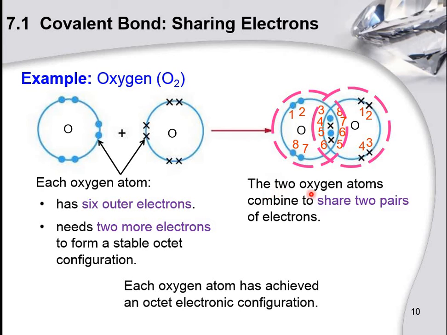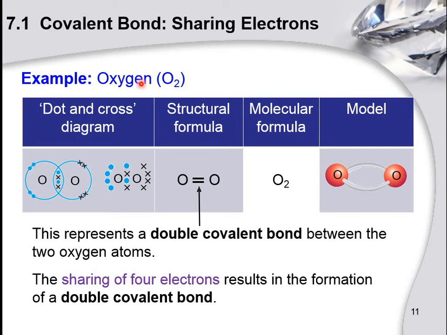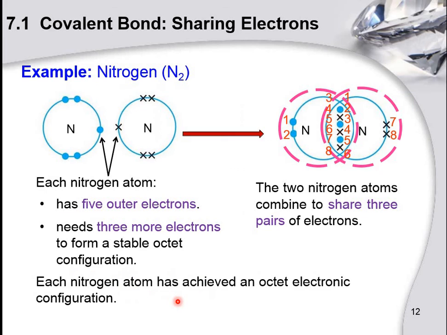So at the end you can say the two oxygen atoms combine to share 2 pairs of electrons. Here each oxygen atom has achieved an octet electronic configuration. The same goes for the dot and cross diagram, structural formula, molecular formula, and model. This represents a double covalent bond. Whenever you see this, you have a double covalent bond between the two oxygen atoms. So the sharing of 4 electrons results in the formation of a double covalent bond.